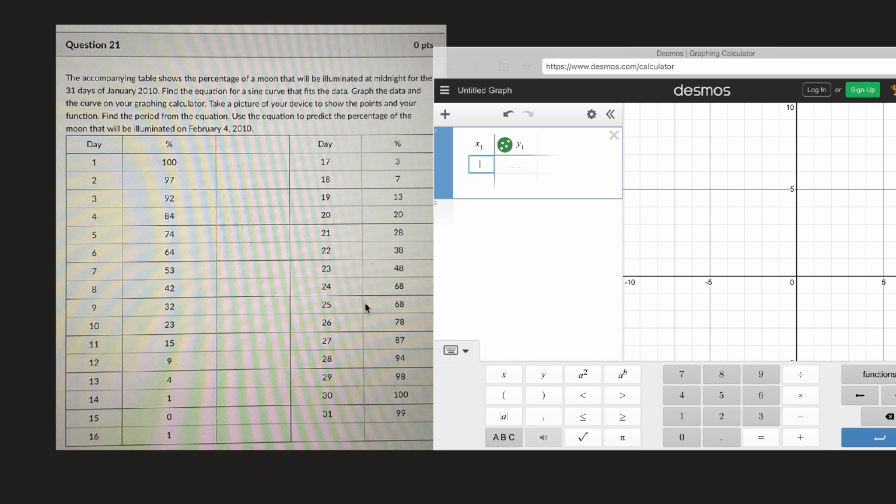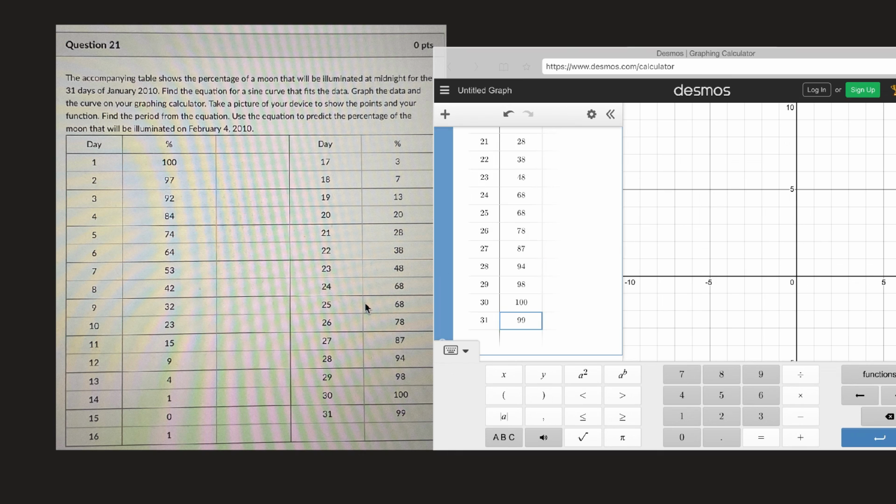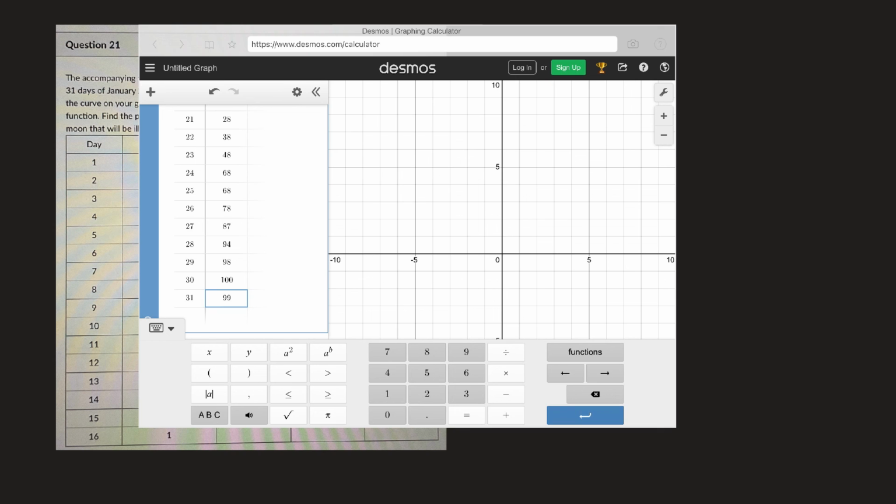Okay, we'll add all these numbers. That's a lot of numbers to add, so it's going to take me a second. Let me pause and then I'll press play when I'm done. Okay, I've entered all the data. And now I want to come up with a graph that describes that data.